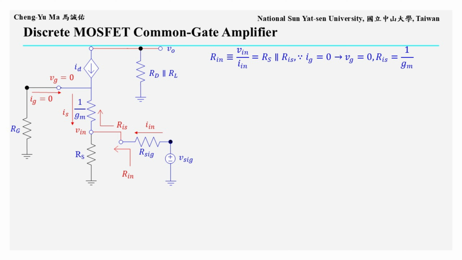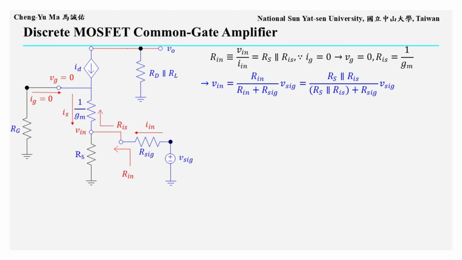After obtaining Rin, the input voltage Vin is given by the voltage divider between Rsig and Rin. Therefore, Vin equals Rin over Rin plus Rsig multiplied by Vsig. Since Rin equals RS in parallel with RIS, this can also be written as RS in parallel with RIS, divided by the quantity RS in parallel with RIS plus Rsig, multiplied by Vsig.